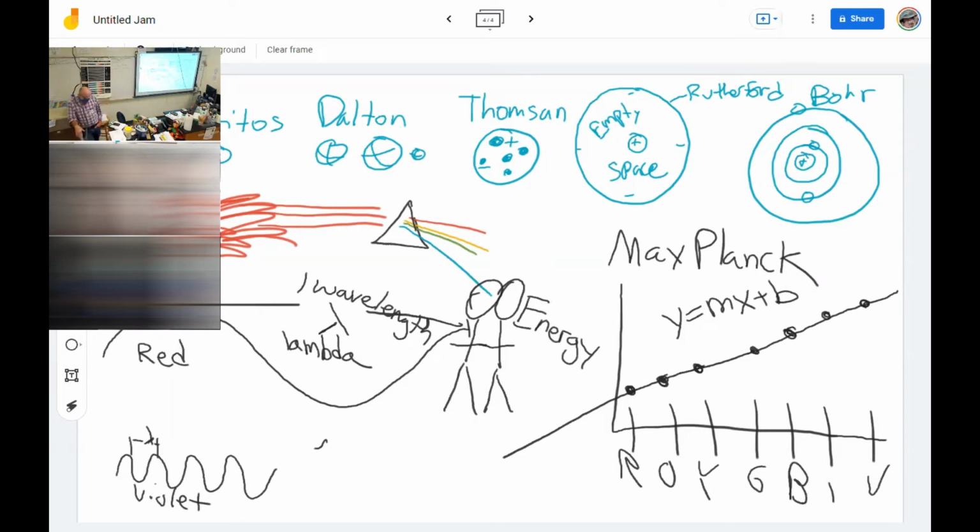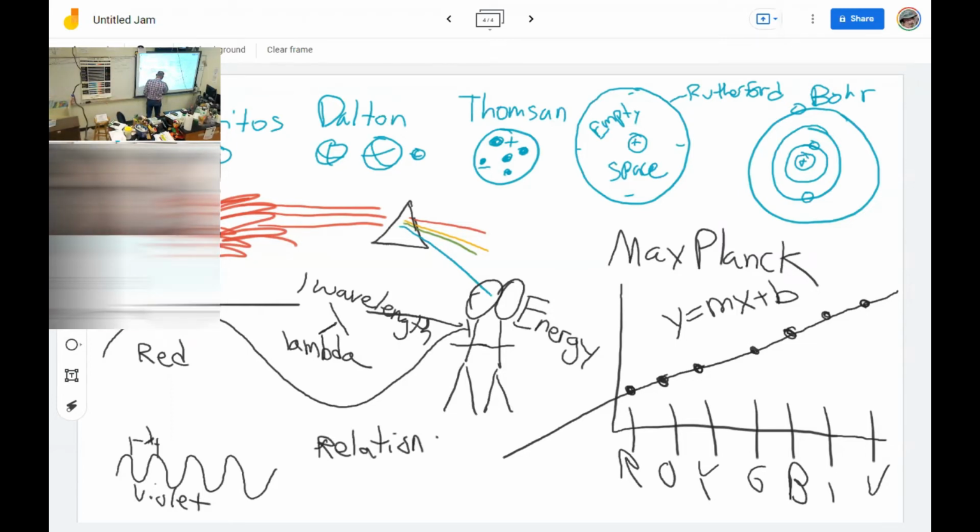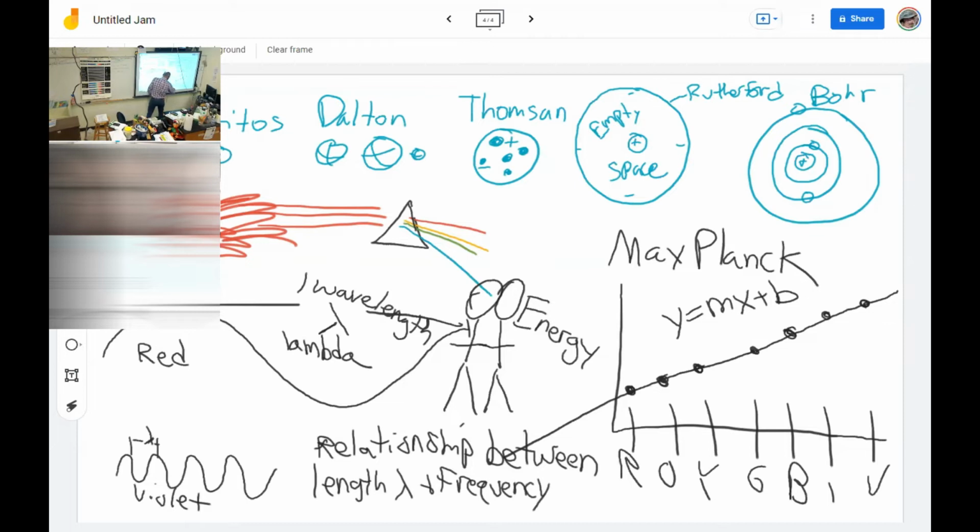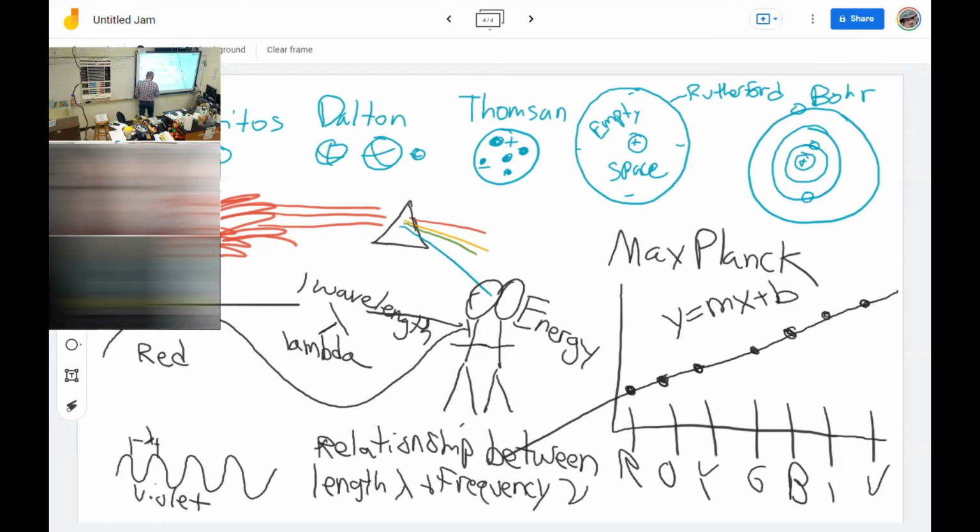Bigger waves have lower frequency. It's an inverse relationship. So the relationship between length, lambda, and frequency. The symbol looks like an italic V. It's actually the Greek letter nu, but they chose it because it looks like the Greek version of V. The relationship between length and frequency is inverse.